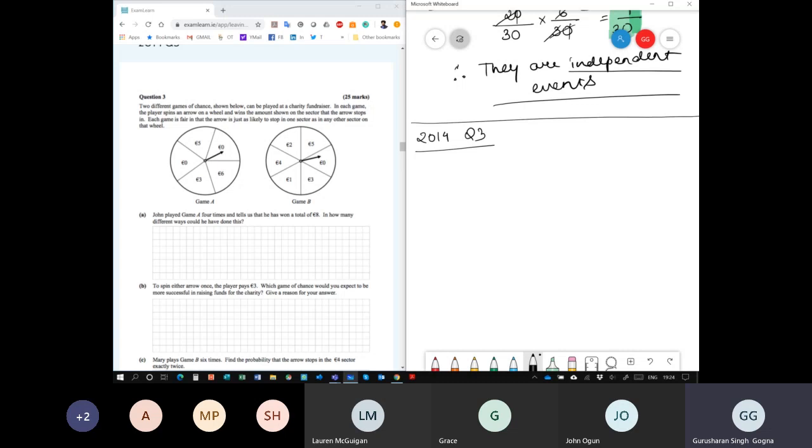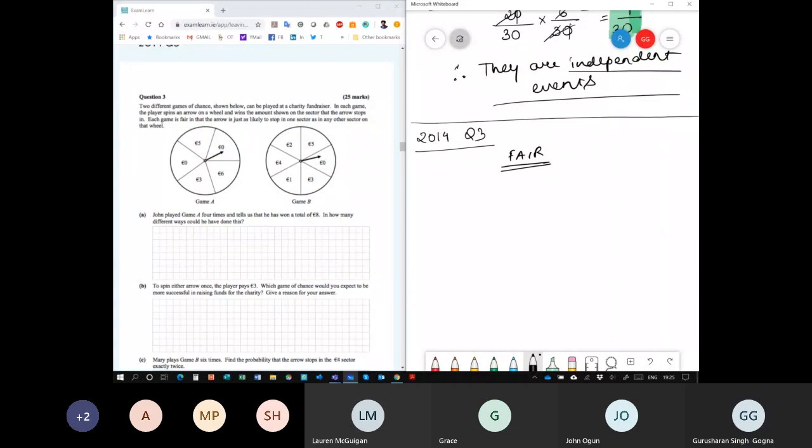So you just spin it, and let's say if it comes at €5, you will win €5. If it comes at €6, you will win €6. If it stops at €0, you will win nothing. Each game is fair in that the arrow is just as likely to stop in one sector as in any other sector. So it's a fair possibility.